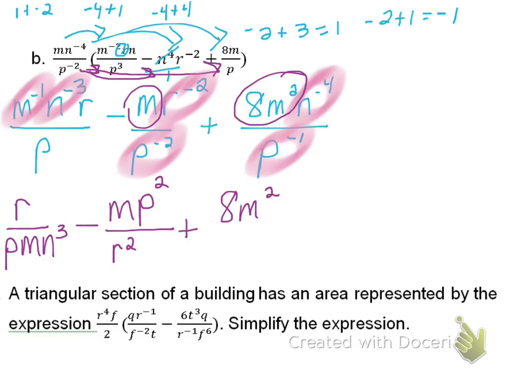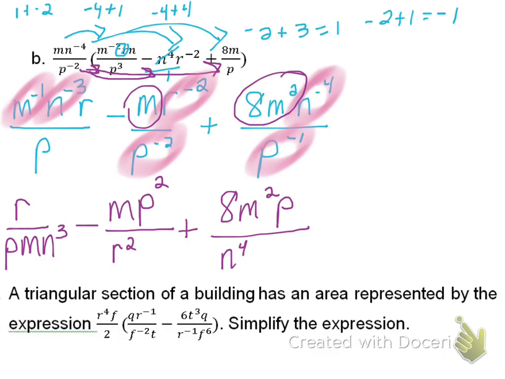And then n to the fourth is moving to the bottom, and p to the first power is moving to the top. Okay, now I can go back and see if there's anything to cancel. And I don't see any variables in common in the numerator and denominator in the first one, or the second one, or the third one. So we are all set with that one. There's nothing more to simplify.